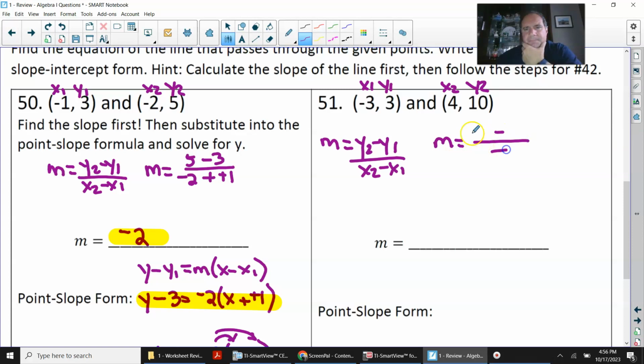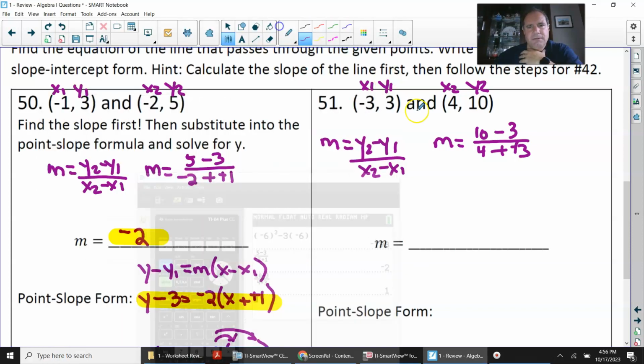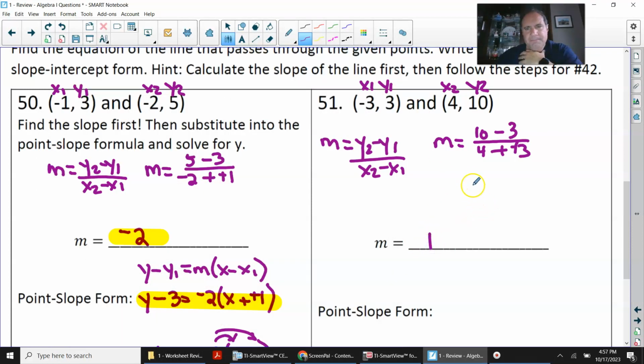And then your y2 is 10 minus 3 as the numerator. The denominator is 4 minus a -3. So you're going to position your calculator right there as alpha x. And you have 10 minus 3 over 4 plus 3. And that is 1. So the slope is 1.